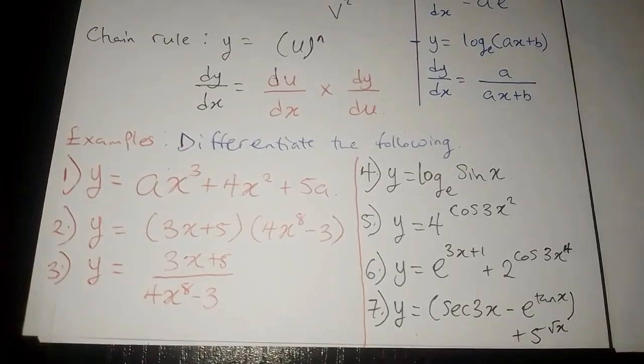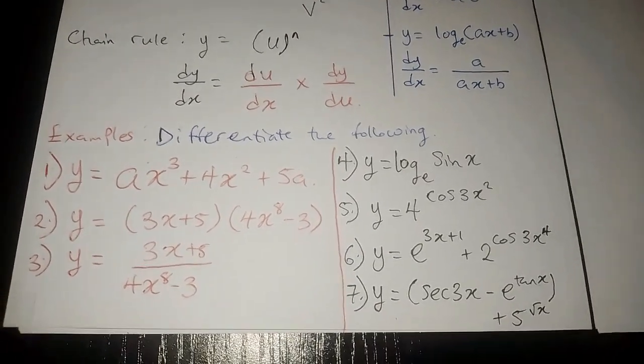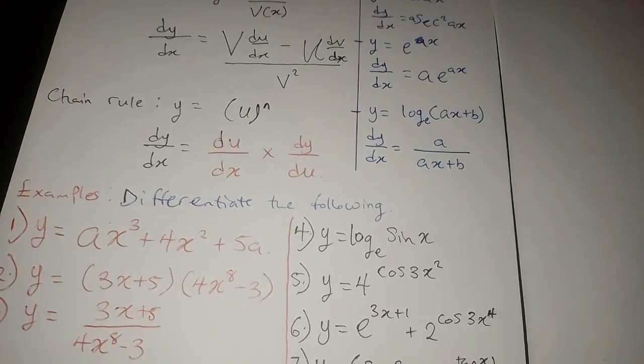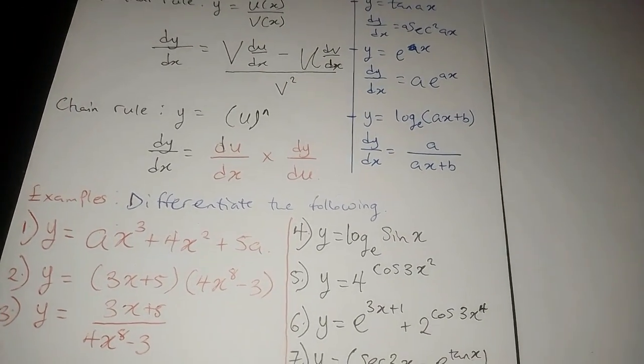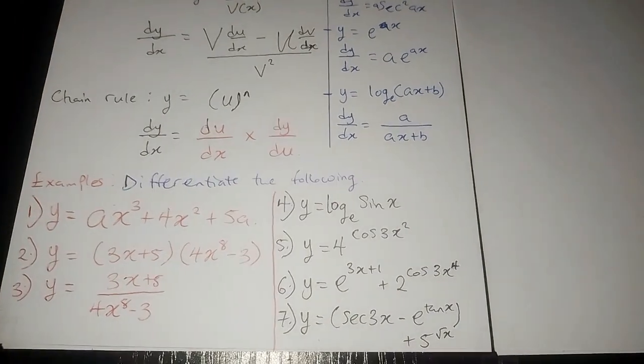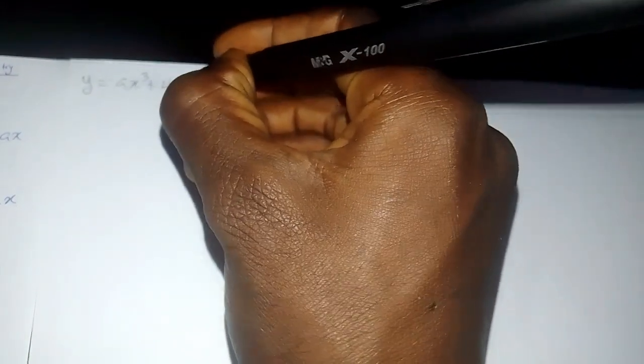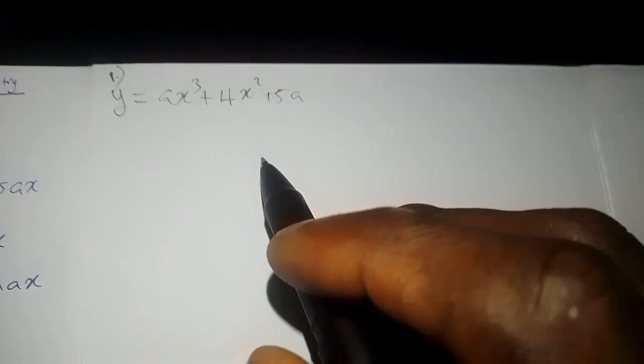Having this number 1 question, what we have in this number 1 is: if y equals ax to the power 3 plus 4x to the power 2 plus 5a. Now let's differentiate this. So how do I differentiate this? I can actually differentiate this one from first principle. I can make the work easy for myself.